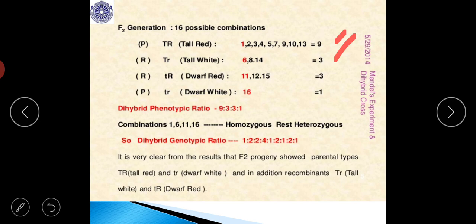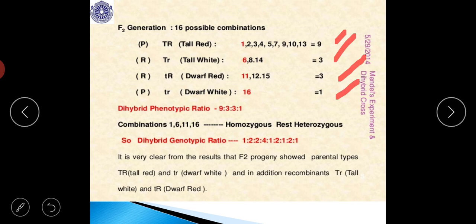In the F2 generation, the other type of plant produced was small t, capital R, which was dwarf red, produced in boxes like 11, 12 and 15, and 3 such individuals are produced in this F2. And the last type is small t, small r, which is said to be dwarf white, produced in box number 16, and only one such individual was produced in the F2.